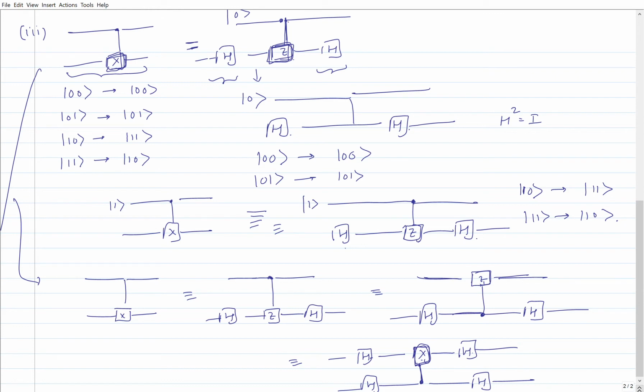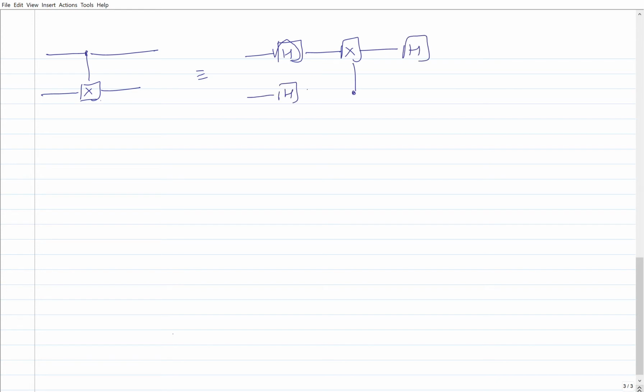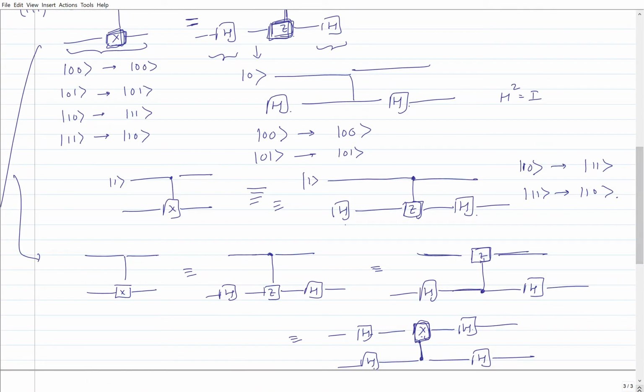So in a way, the control on the first qubit and the target being the second qubit was equivalent to a circuit with a bunch of Hadamards sandwiched, where the target and the control interchange places, and I had the control on the down qubit and the target was the upper qubit. So these are just circuit identities. The motivation again is going to be more clear a bit later on.